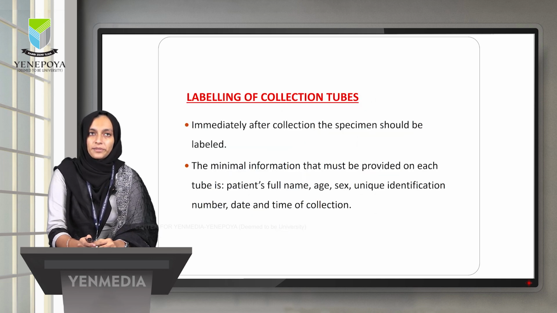Then the most important part, the labeling of collection tubes. Immediately after collection, the specimen should be labeled properly. The information that should be on the tube label is the patient's full name, age, sex and unique identification number or the hospital number provided for them, and the date and time of the blood collection.